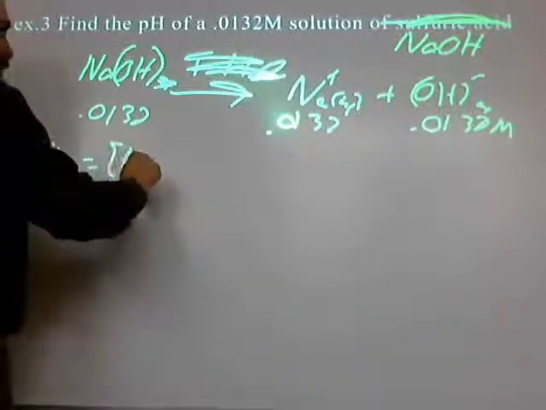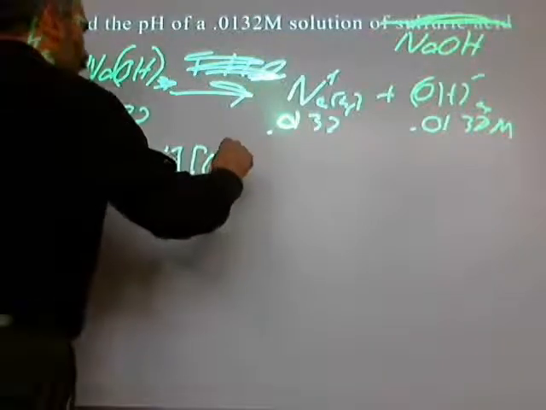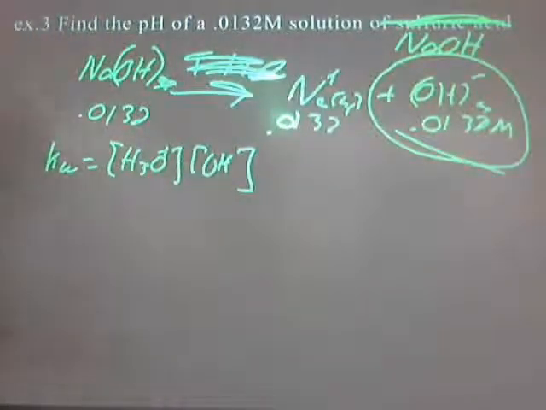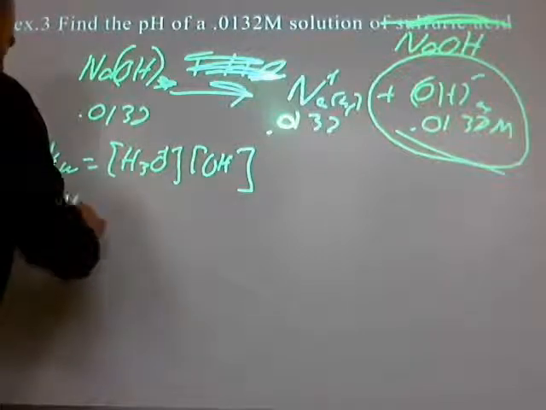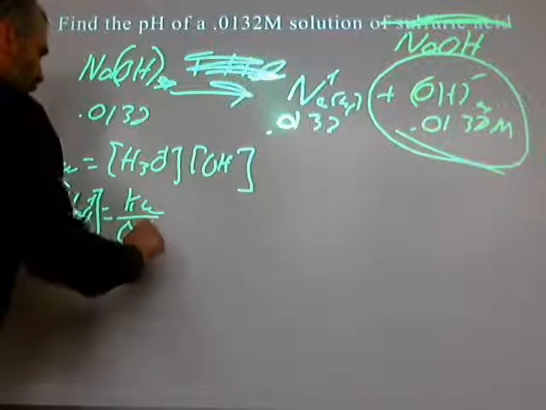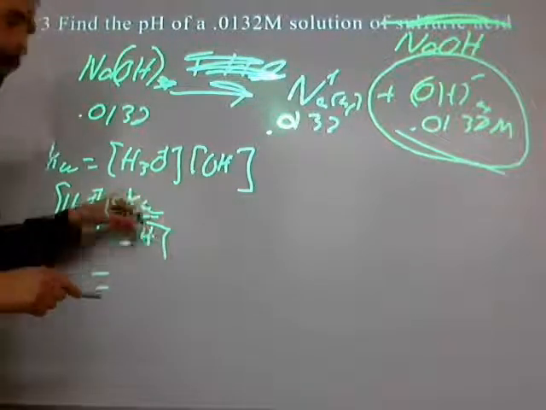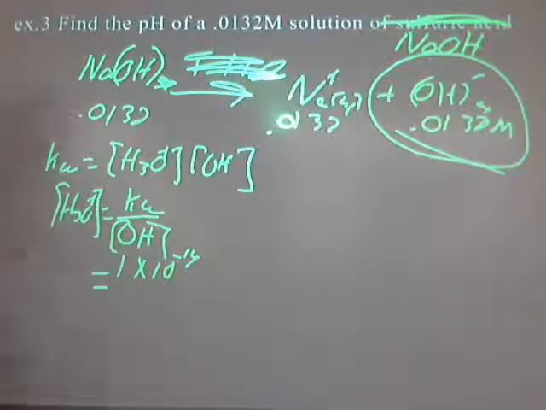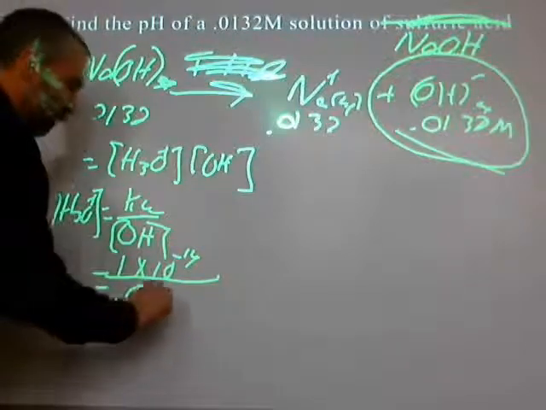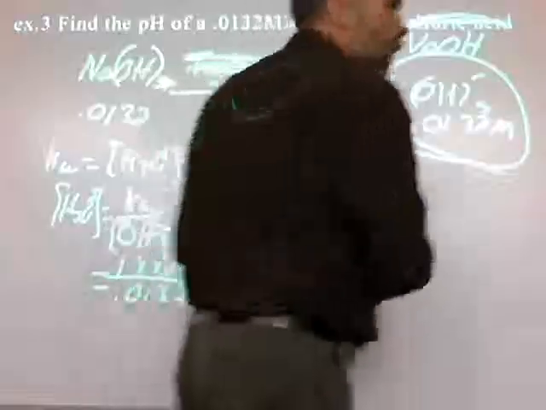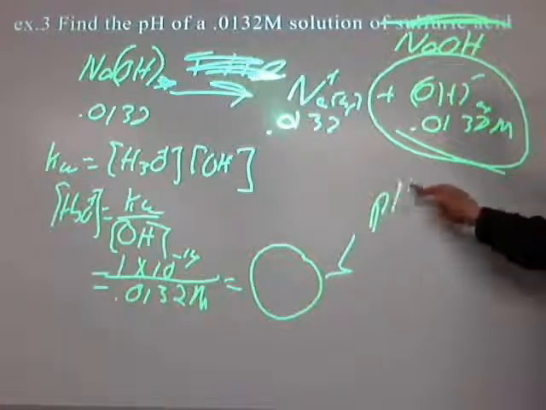Kw equals hydronium times hydroxide, right? To solve for what? Because all I have is the hydroxide, right? I would have had to solve for the hydronium. So it would have been hydronium equals Kw over the hydroxide, which would be, Kw was 1 times 10 to the negative 14. And assume that 1 is an exact number, okay? Over, so it doesn't limit your significant figures, 0.0132 molar. Okay, you would do that, you would get your hydronium, and that's what you would plug into your pH problem.